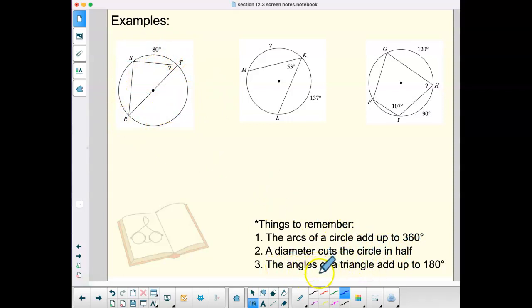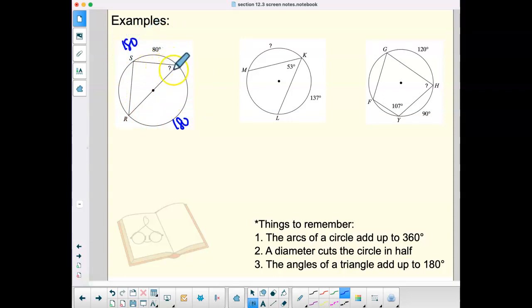And then if you happen to form a triangle, the angles of a triangle add up to 180. So those are just things that we've learned in the past that might come in useful as you go through practice problems for this lesson. Okay, so let's start here. There's a couple of ways you could do this one. One is that if you notice, RT is a diameter. That means that it's going to be 180 degrees here, and it's going to be 180 degrees here.